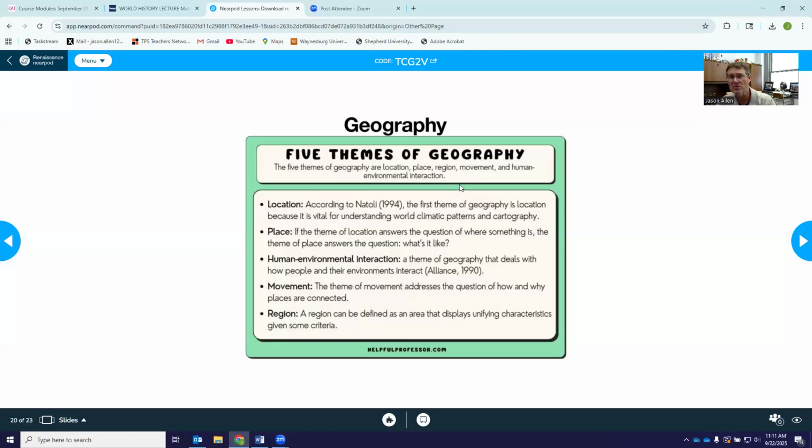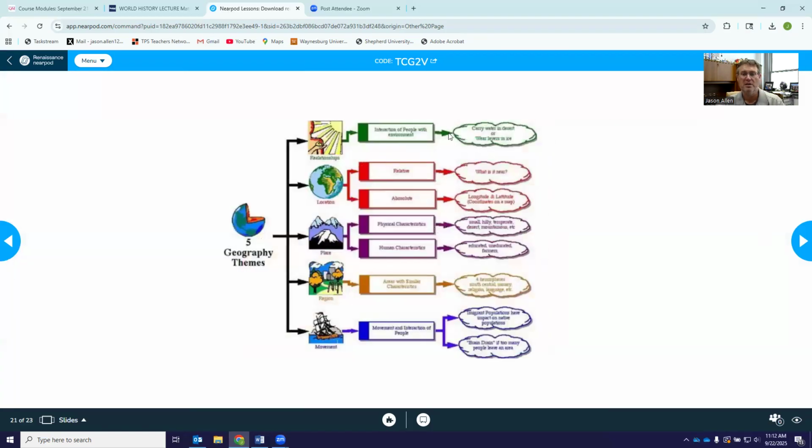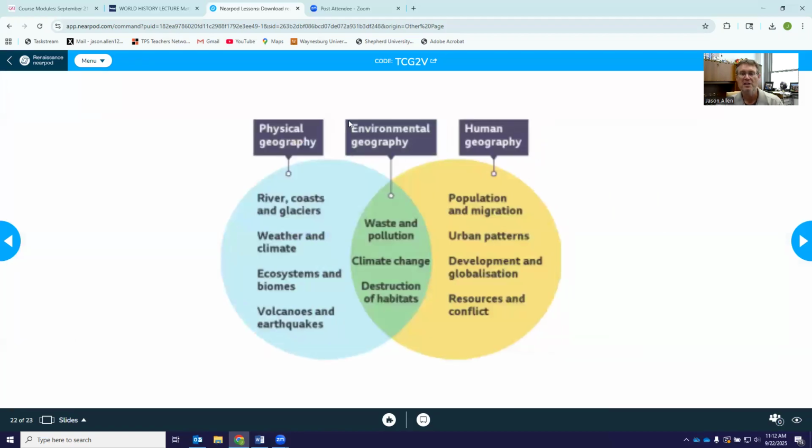So I think the 5 themes of geography are always a good way to teach geography. You can do this with every place that you're talking about. It's not just about maps. And there are the 5 themes in a little blurry sense. Here are some things you can think about: the physical, environmental, and human geography.